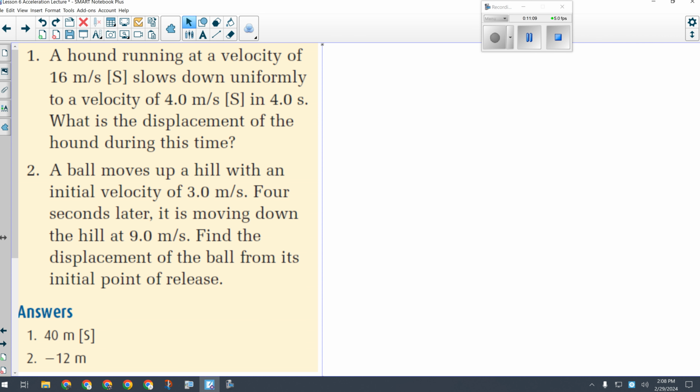Okay, and I will remind you that we're dealing with vector quantities here, and that you have to represent vector quantities mathematically with positives and negatives. That's going to come into play especially in question number 2.